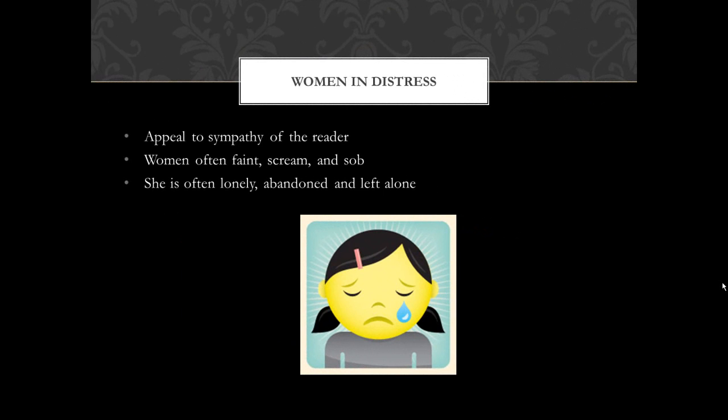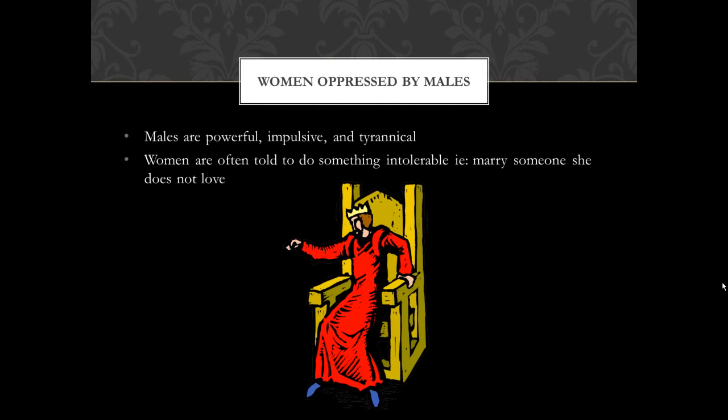Women in distress are also stock characters of Gothic literature. They appeal to the sympathy of the reader. Women often faint, scream, and sob, which appeals to emotions. She is often lonely, abandoned, and left alone, which leaves the male character to save her and come in handy.